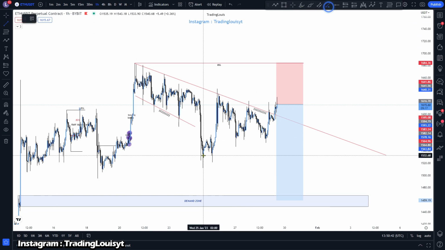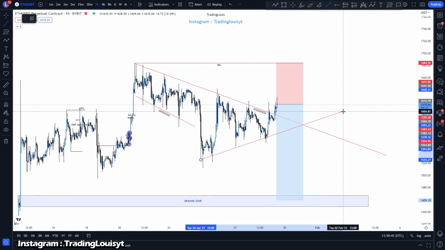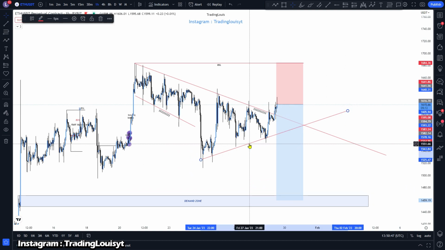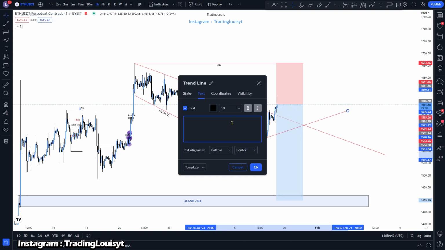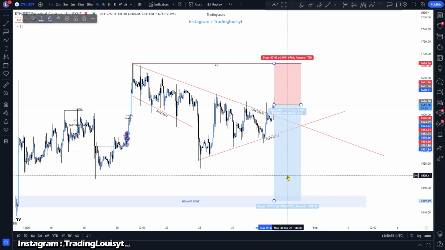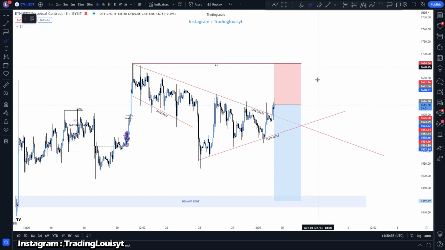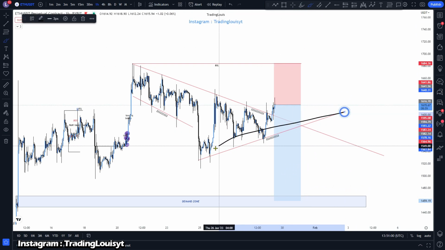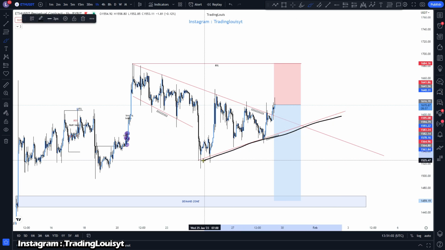Now, also here we have this resistance zone. So what does this mean? We have this resistance zone. Because we have this strong trend line that is acting as resistance, that means there's lots of liquidity there, millions of dollars laying underneath this red box right here.